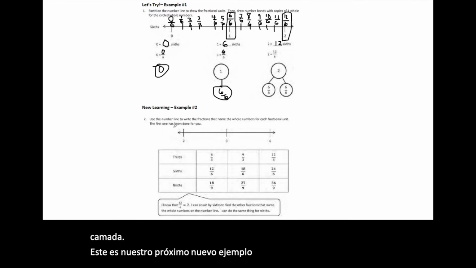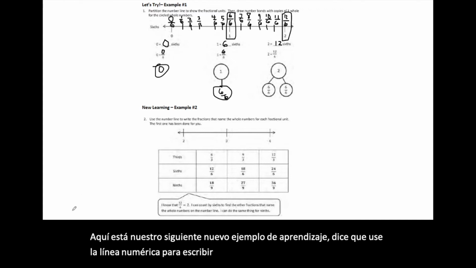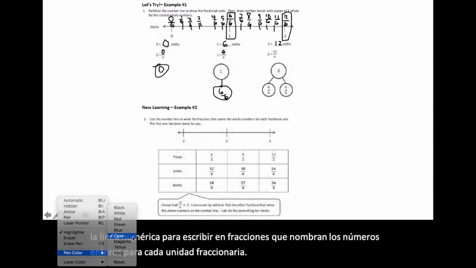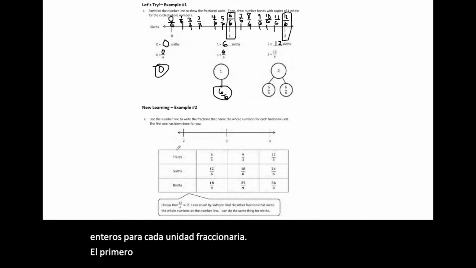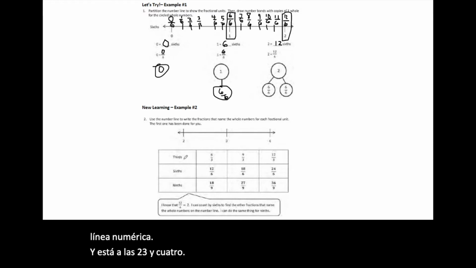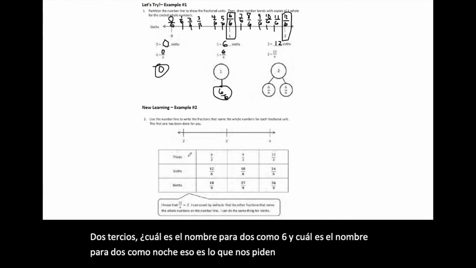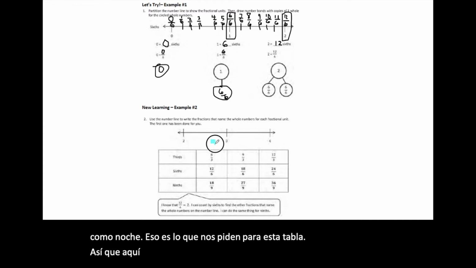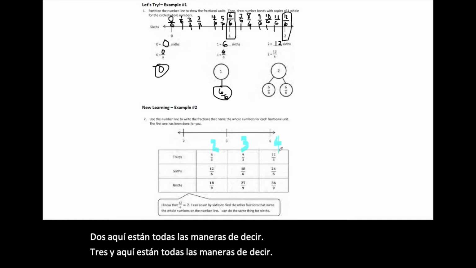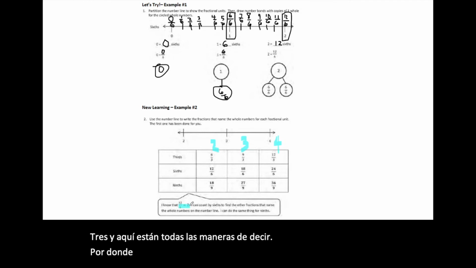It says, use the number line to write the fractions that name the whole numbers for each fractional unit. The first one has been done for you. So we're just going to take a look at this. They already did it for us. So here's the number line, and it's got 2, 3, and 4. And they want to know, what is 2 as thirds, what is the name for 2 as sixths, and what is the name for 2 as ninths. That's what they're asking us for this chart. So here's all the ways to say 2, here's all the ways to say 3, and here's all the ways to say 4. It says, I know 12/6 equals 2.